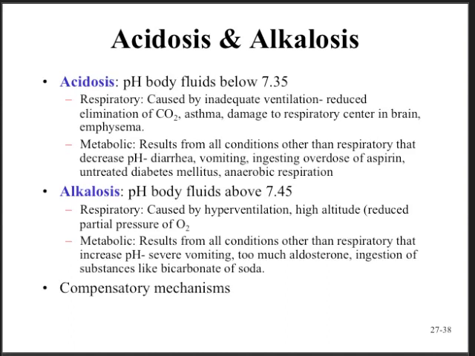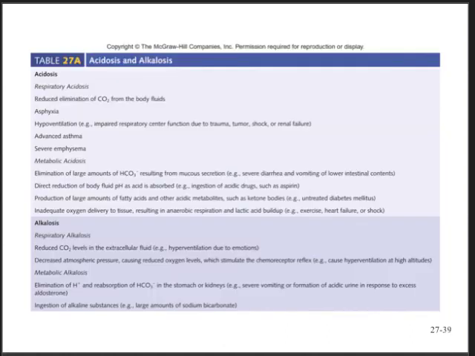Compensatory mechanisms such as the respiratory system and the urinary system act to try and maintain these pHs within this nice tight window. We should also note that the body buffers play a major role in this as well. The last slide here is just a summary of the conditions that produce acidosis and alkalosis. This is 27A in your text. Again, star this chart, know this material. This is excellent test material.